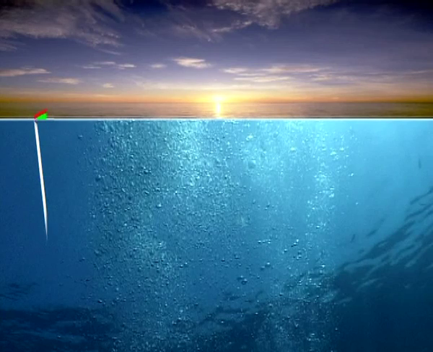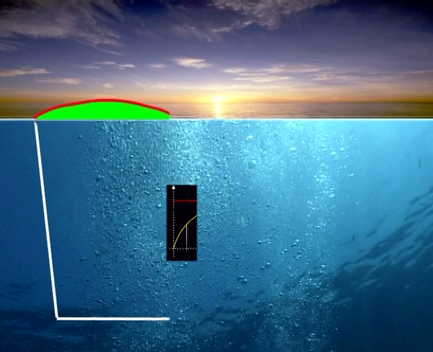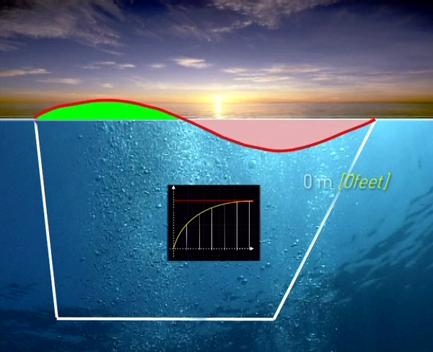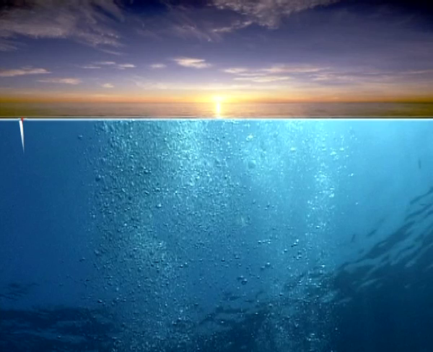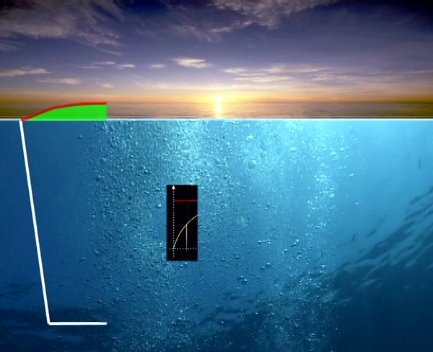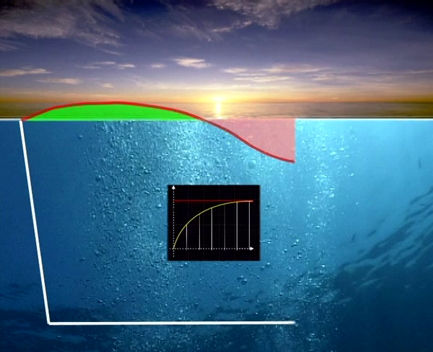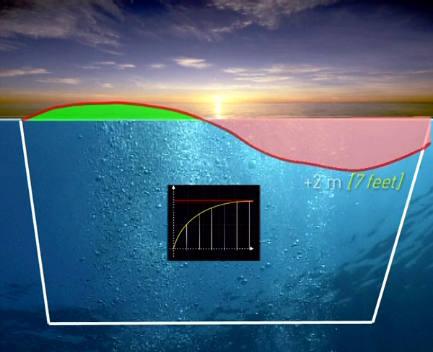The depth of the ceiling varies because it depends on the depth you are at and how much time has elapsed. If you are at the limit of the no deco time, your dive computer calculates that the permissible ceiling is 0 feet, meaning the surface itself. Instead, if you ascend later, the computer will indicate a ceiling at a deeper depth, for example at 2 meters, 7 feet, and you are obliged to make a decompression stop.